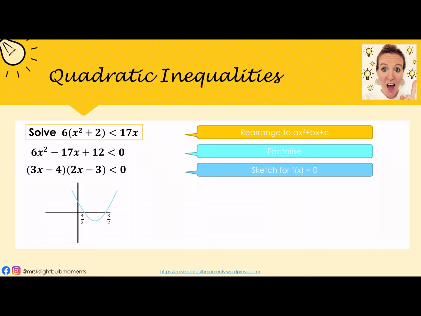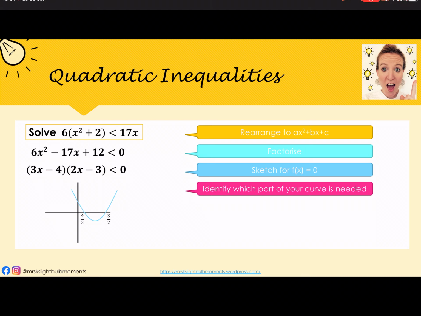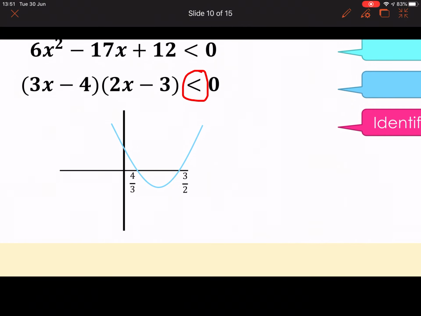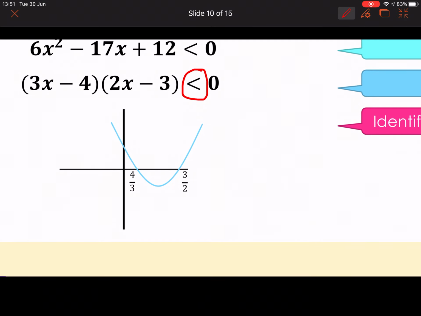So our roots would be x = 4/3 and x = 3/2. So this time both are positive roots. Now we want to shade the bit that's needed. So we want the bit where f(x) is less than 0. Okay, see in this one we want less than 0. So that, looking at my curve, is going to be this bit down here, the bit where my curve is less than 0.